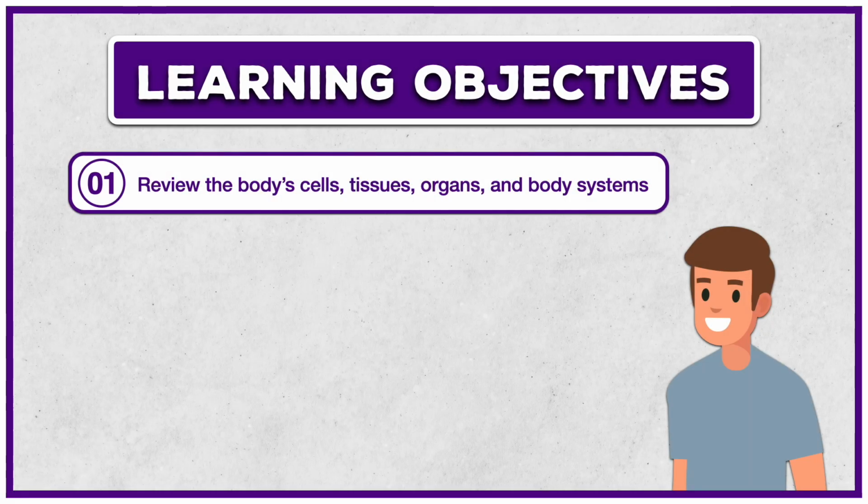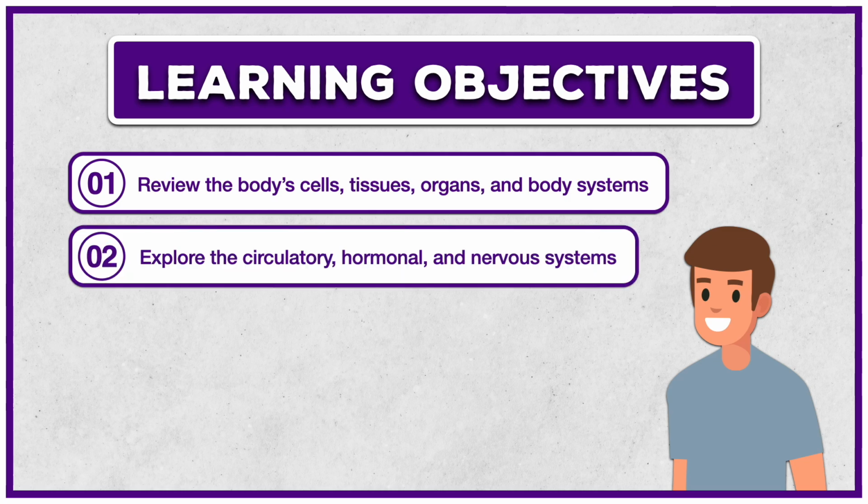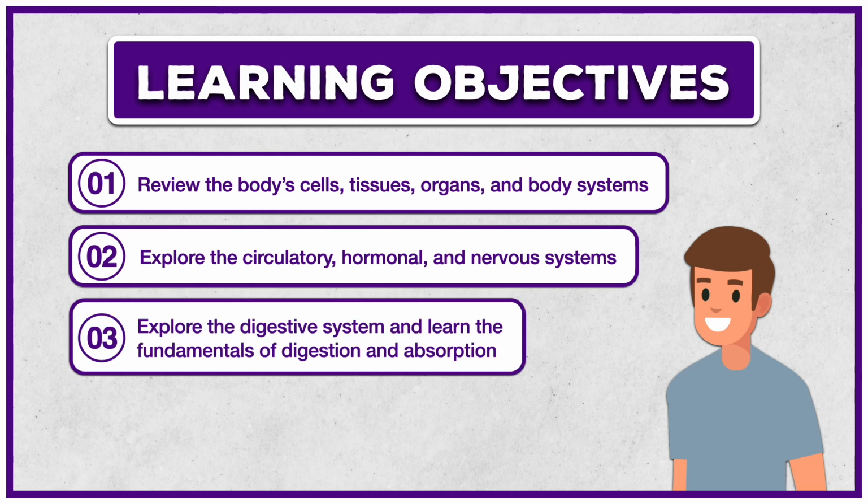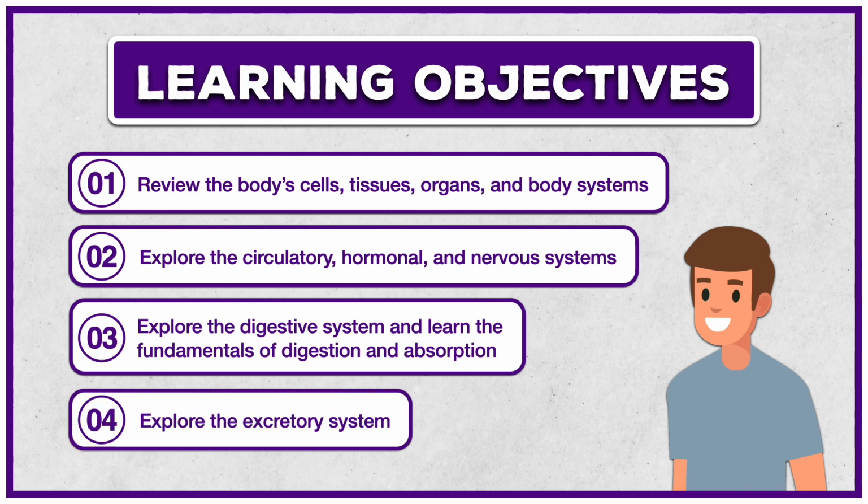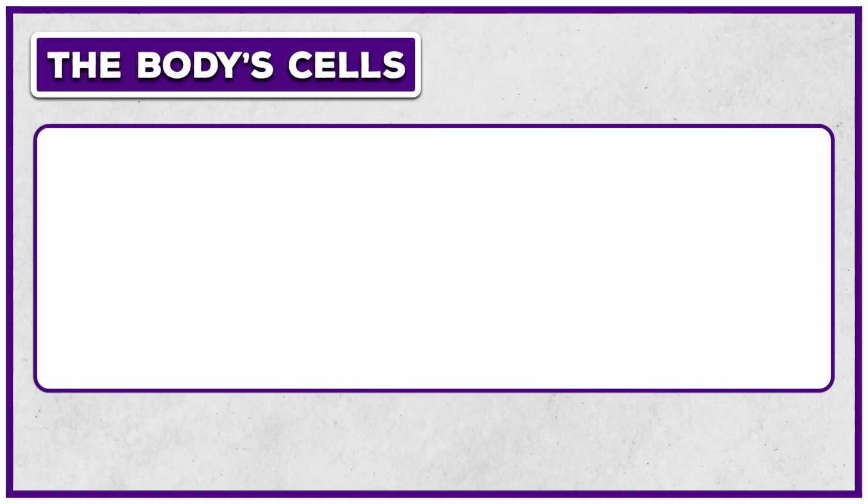The learning objectives for this video are to review the body's cells, tissues, organs, and body systems, explore the circulatory, hormonal, and nervous systems, explore the digestive system and learn the fundamentals of digestion and absorption, and explore the excretory system. We begin with an introduction to the body cells.